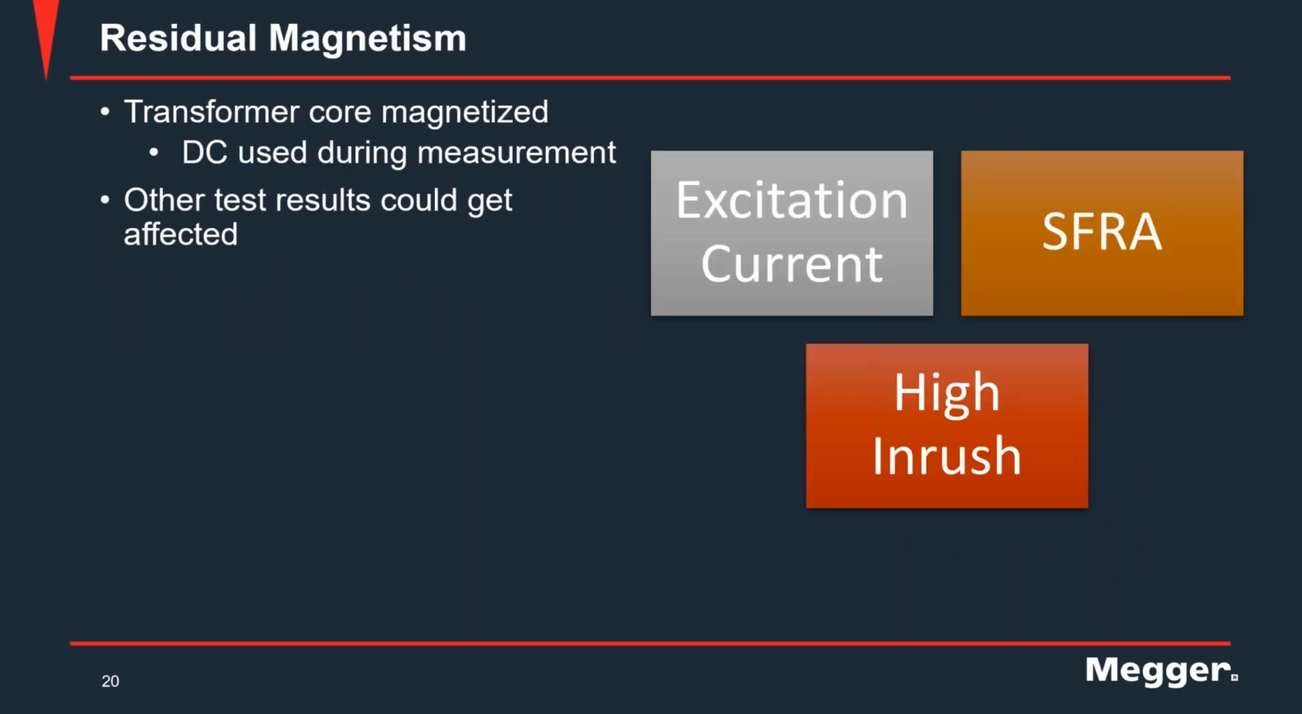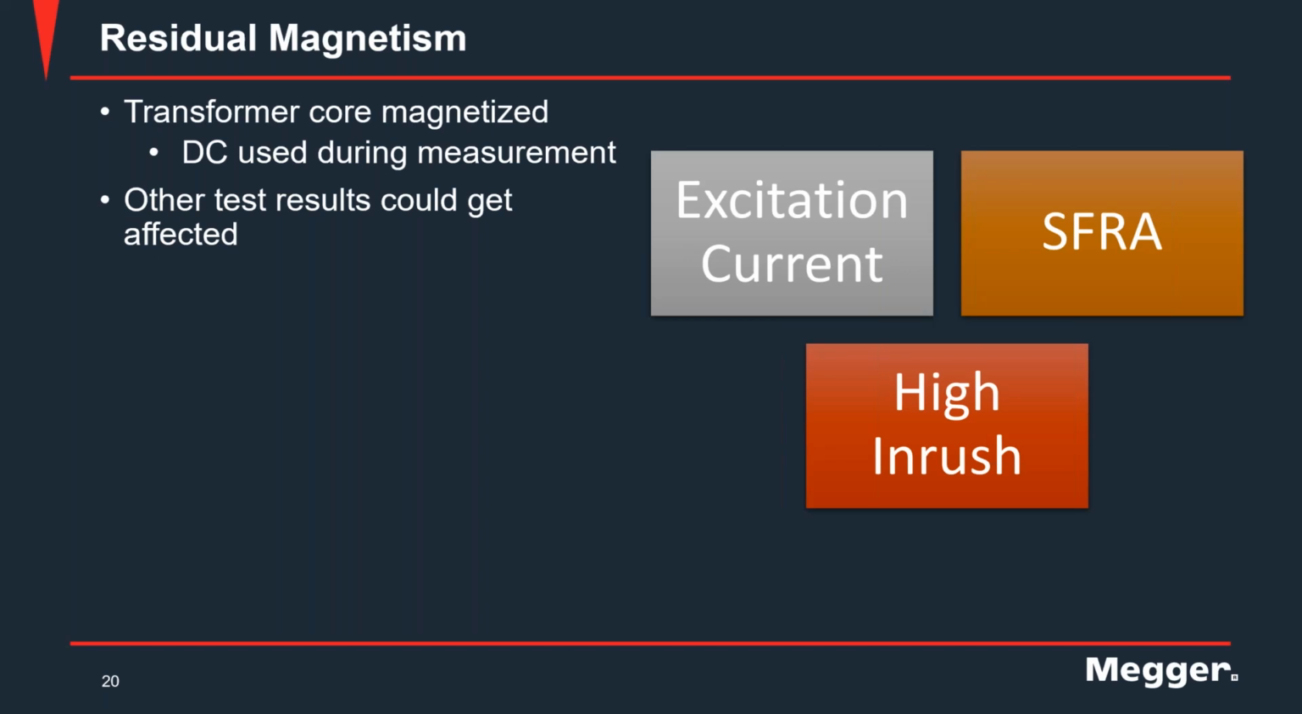From there, I would like to take you to the residual magnetism discussion. Now, we understood how winding resistance is measured, what the principles are, and what the safety aspects are. But even when you have discharged the winding, the transformer core is still magnetized because you've used DC, and that's not the normal operating state of a transformer. That could lead to effects on other testing or even during commissioning, or rather startup, of your transformer. So it could affect your excitation current readings or your SFRA readings as well.